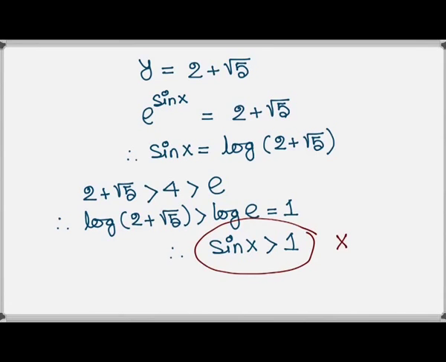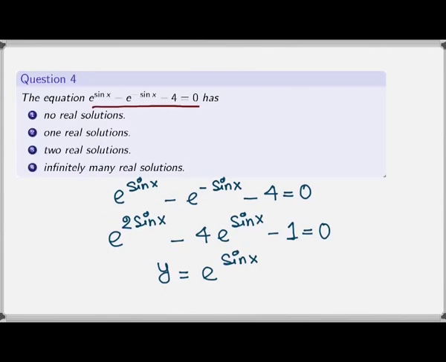as we know that for any real number x, sin x is always bigger than or equal to minus 1 and less than or equal to plus 1. So therefore sin x bigger than 1 is not possible. So we get that this equation is not having any real solutions.